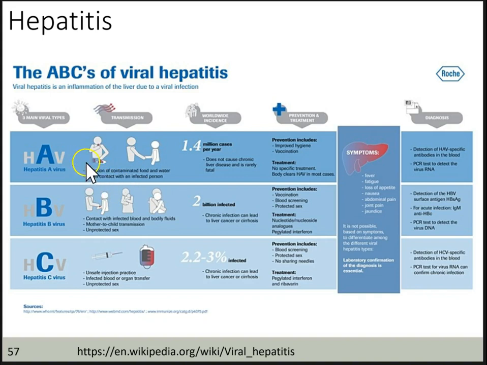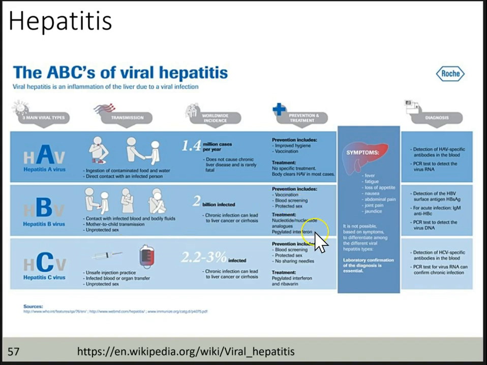So, for example, hepatitis A is often transmitted through ingestion of contaminated food and water or direct contact with an infected person, whereas hepatitis C is typically found in patients who have been injecting drugs or via infected blood or organ transfer or unprotected sex. Hepatitis B can be obtained through contact with infected blood or body fluids, or mother-to-child transmission, or again, unprotected sex. So these come in through different transmission routes. And then they can cause very different diseases.